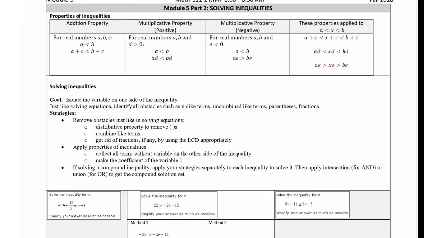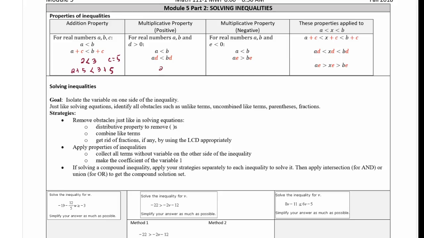Properties of inequalities. Just like in equations, adding the same number to both sides of the inequality will not change the inequality. For example, if you add c equal to 5 to 2 less than 3, you get 7 less than 8, which is still true.